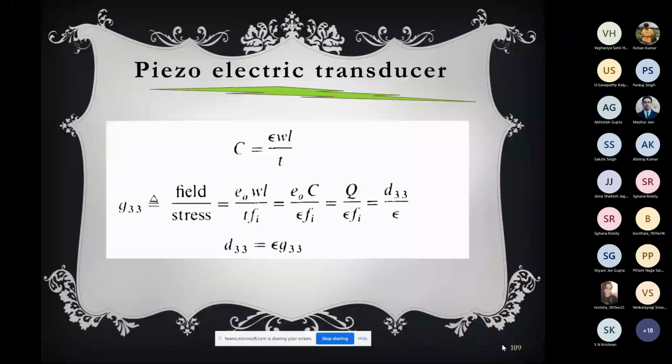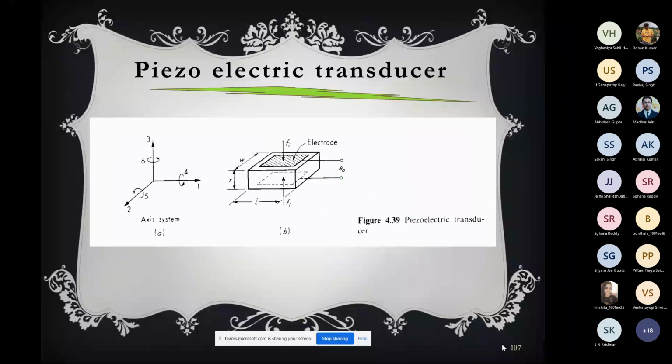So what is the field produced in direction 3? E0 is the output voltage, and you see that direction 3 is perpendicular, T is the thickness. So the field produced in direction 3 will be the EMF by the distance, so it will be E0 by T. Now, what will be the stress applied in direction 3? Force is Fi, and stress is force divided by the area. W is the width, L is the length, so the area will be WL. So the stress applied in direction 3 will be Fi by WL.